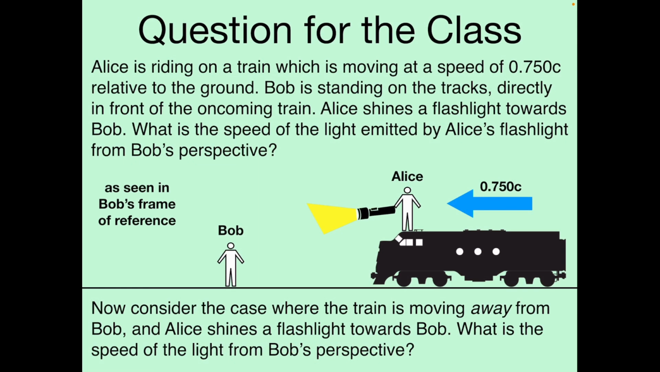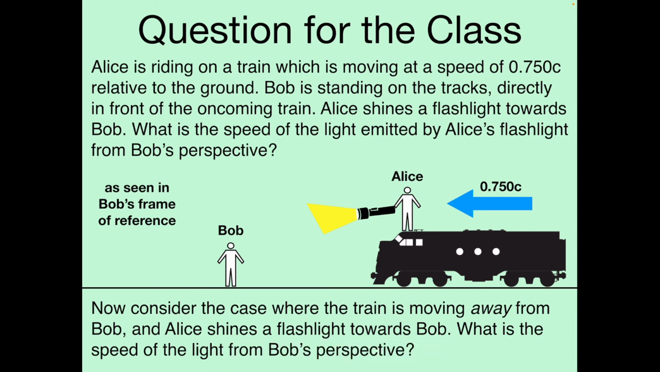And so as a follow-up to that, let's consider the same scenario where Alice is riding on a train, moving at a speed of 0.75 C relative to the ground. And then we have Bob standing on the tracks in front of the oncoming train. Now, instead of throwing a baseball, Alice is instead going to shine a flashlight towards Bob. The question here is, what is the speed of that light from Bob's perspective? So how fast is Bob going to see that light beam coming towards him?